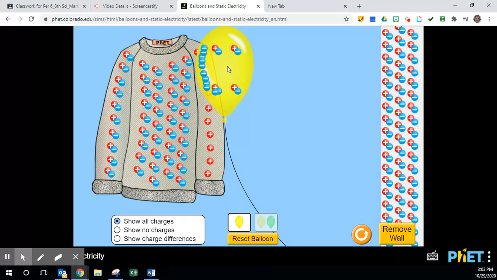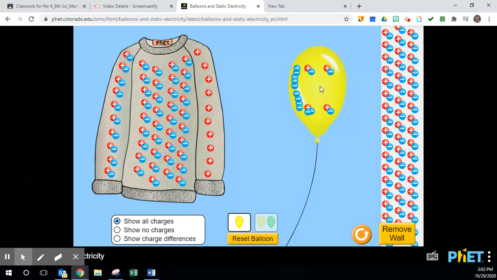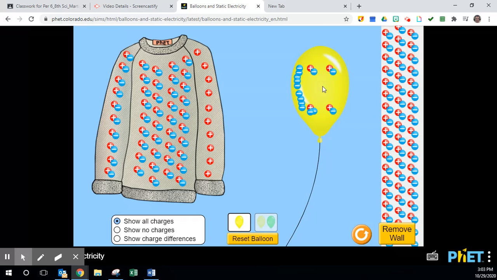Okay, you can see as I rub the balloon against the sleeve, I've picked up some electrons from the sweater. The sweater has given those to the balloon, and there's many more negative signs in the balloon than positive signs. So the balloon has just become what we call a charged object because it has an imbalance of protons and electrons. This balloon in particular right now is negatively charged because it has more minus signs.